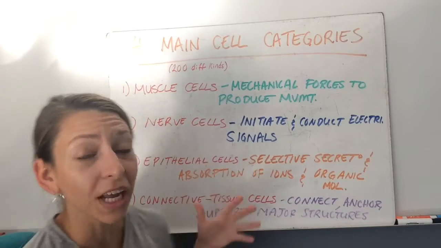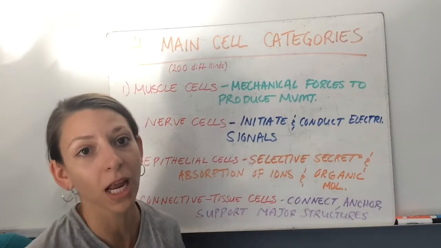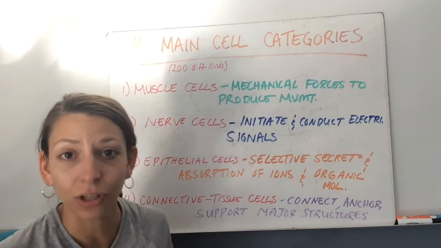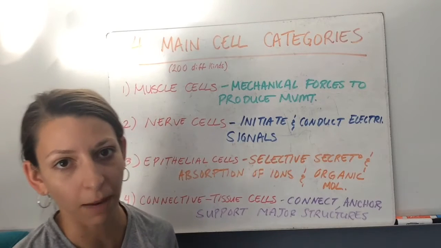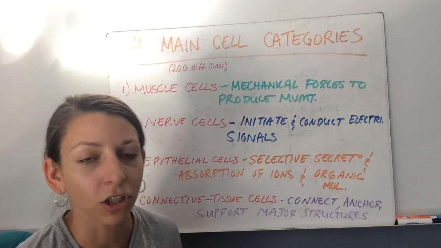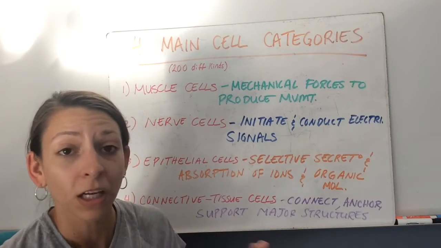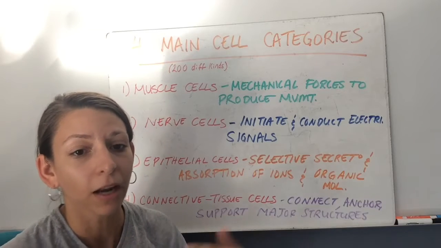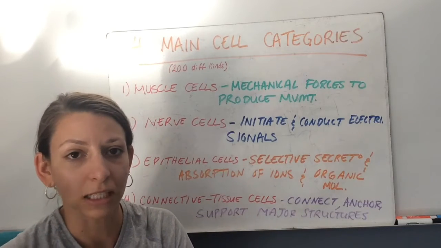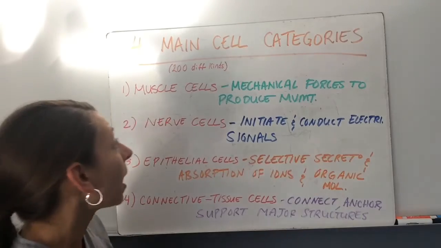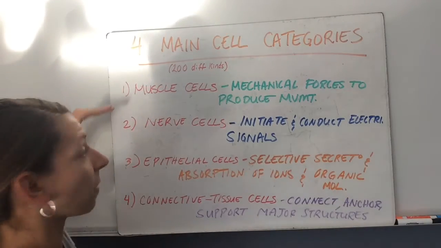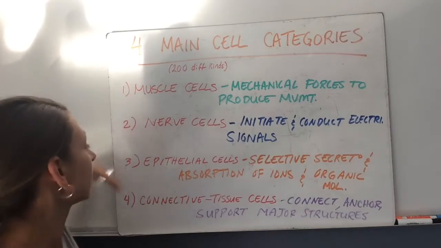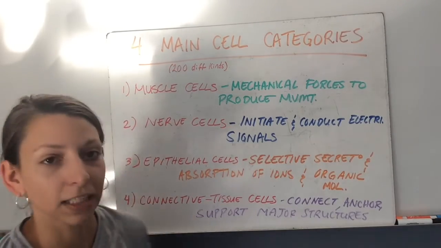Alright, so before we get to tissues, we want to talk about the four main types of cells or categories of cells that are in the human body. Now there's actually about 200 different types of cells that can differentiate within the human body to perform different functions, and remember that structure is often going to dictate the function of the cell. But within those 200 kinds, there are four main categories. So we have muscle cells, nerve cells, epithelial cells, and connective tissue cells.